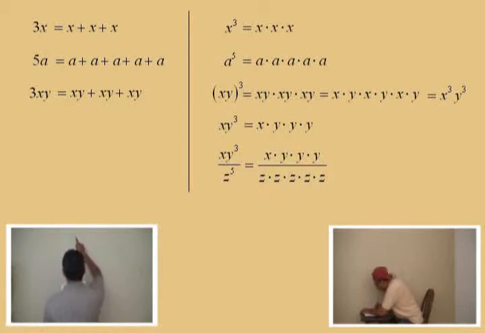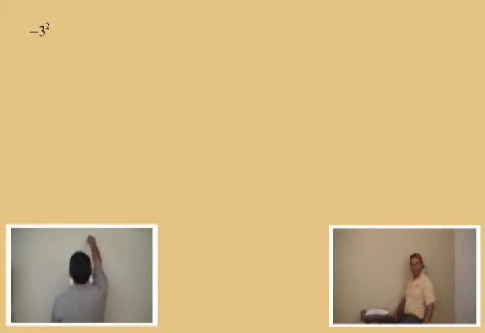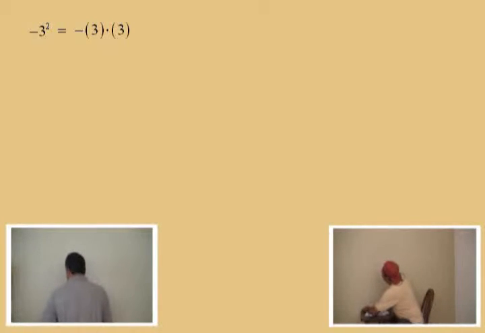Let's look at this problem here. -3 squared. Now realize here, the exponent is a 2 and the base is only a 3. Okay? In the next problem, we'll do it with the base being a -3. So that exponent only applies to the 3, Charlie. So pay attention to this. Write it down twice. You have -3 times 3. There it is. And notice your answer is a -9. That's right, -9.